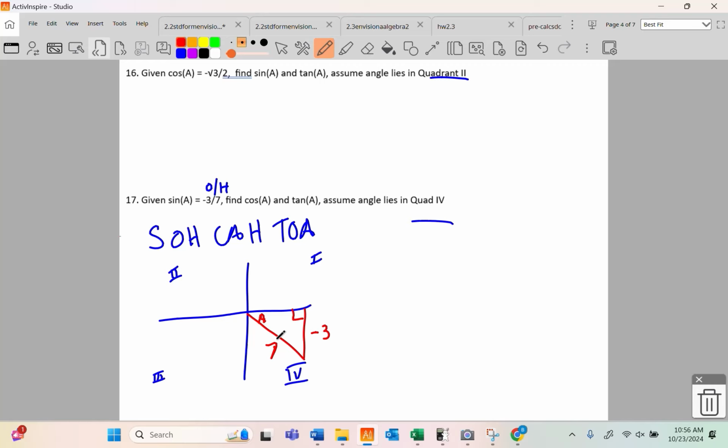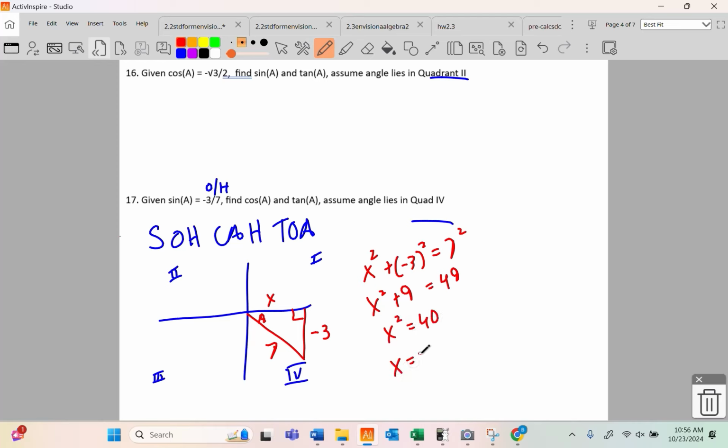Anyways, I want cosine and tangent, which means I have to know this side right here, this adjacent side. I'm just going to call it x. I'm going to do a little Pythagorean theorem. X squared plus a negative 3 squared must be 7 squared. 3 squared is 9. 7 squared is 49. I'm going to take away 9, and I'm going to get 40.